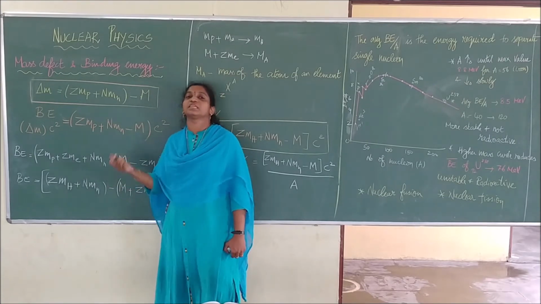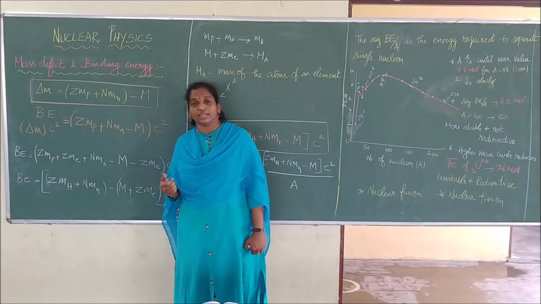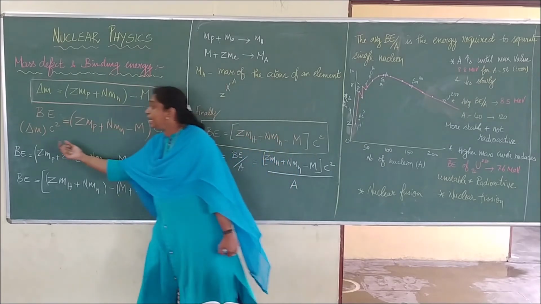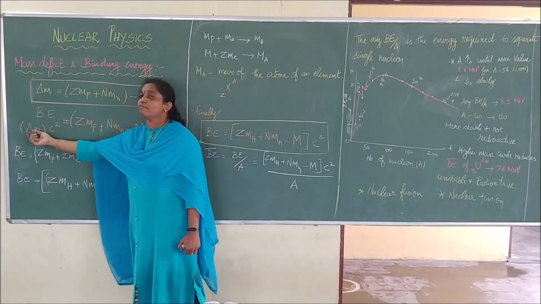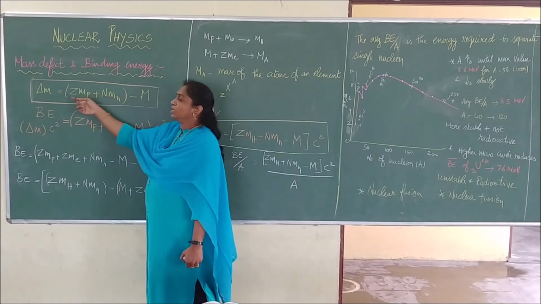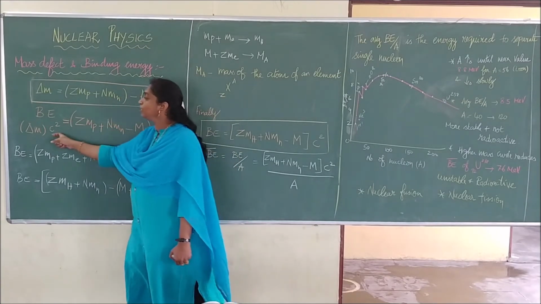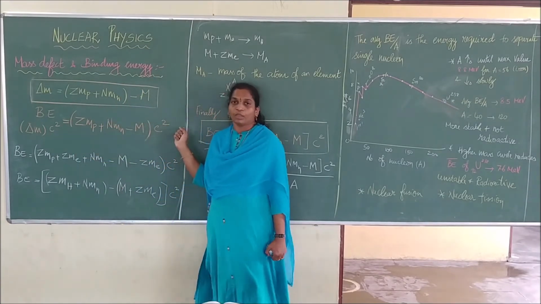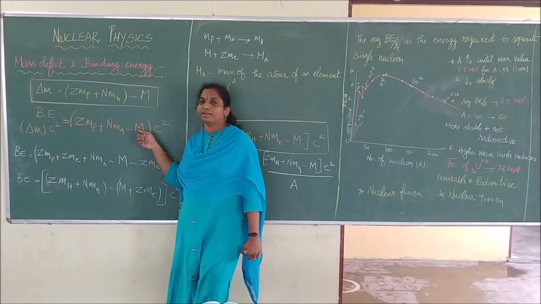Because the mass difference gives rise to this energy. Therefore, we represent it as the mass energy relationship. We say that as what? Del m into c square. So if you want to represent the equation, what does del m stand for? This is the equation: Z mp plus N mn minus M, into c square. Right? So practically speaking, if you want to calculate this, M means what?